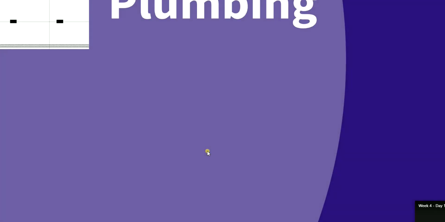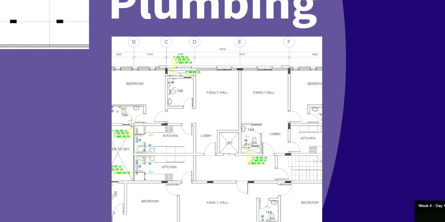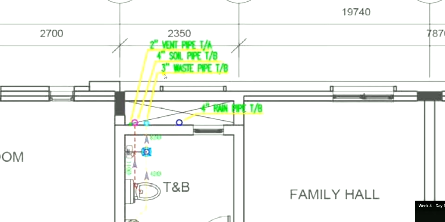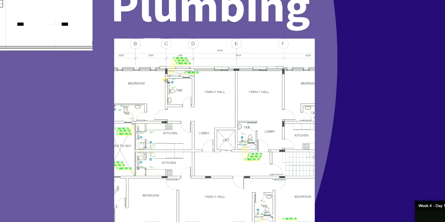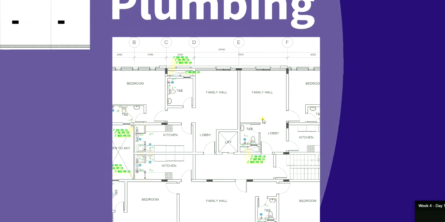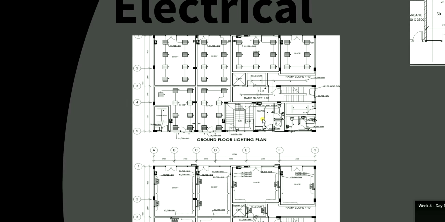Plumbing, which we have already discussed earlier. We are going to show the pipes, where they are going from where to where exactly, how much, and what the sizes of the pipes are. You can see 2 inch, 4 inch, 3 inch. Everything is going to be mentioned in this particular plumbing drawing. And then we have the electrical. So these are the same four that we have discussed earlier.